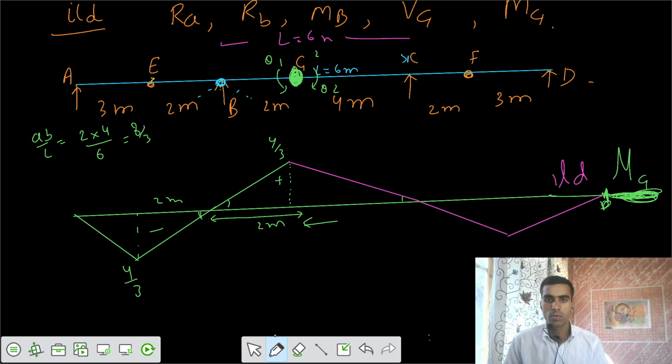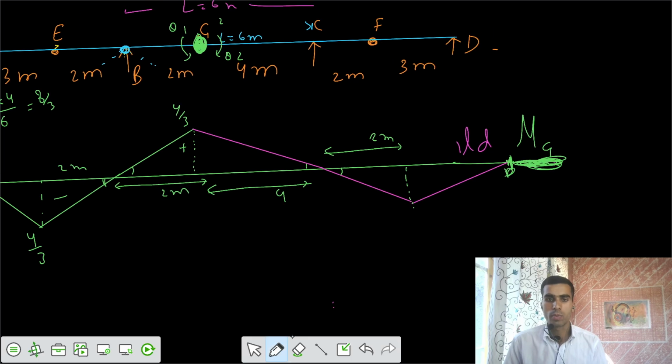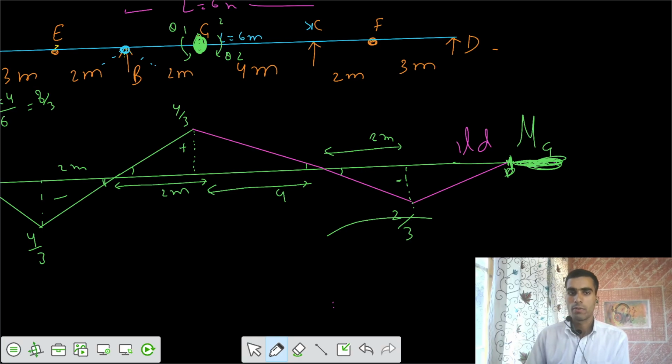Now if this is 4 meter and this is only 2 meter, by the symmetry of the triangles, I would say this one should be equal to 2 by 3 negative. So this is your ILD for moment at G.